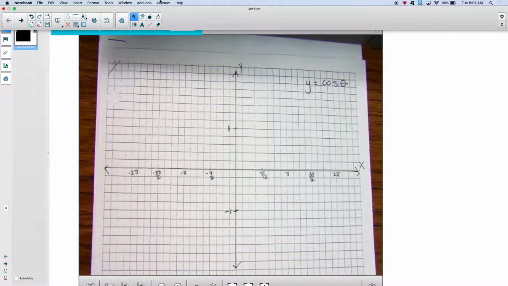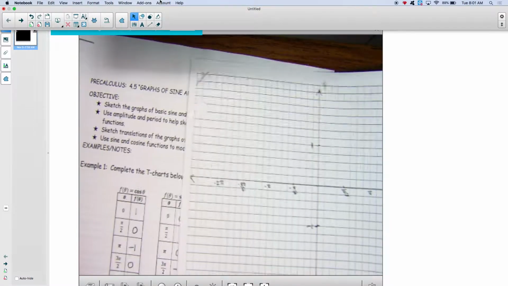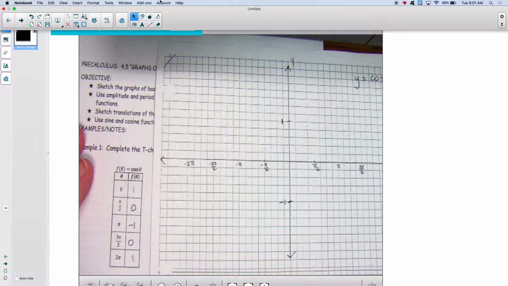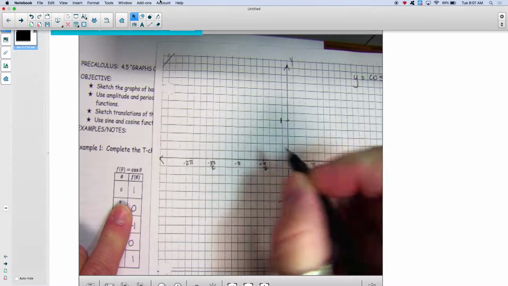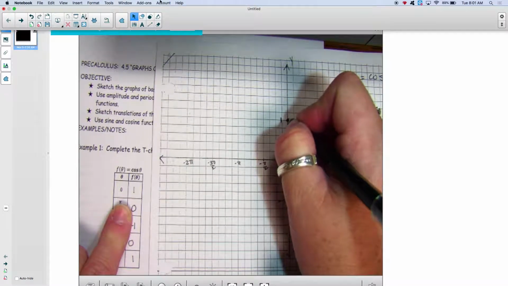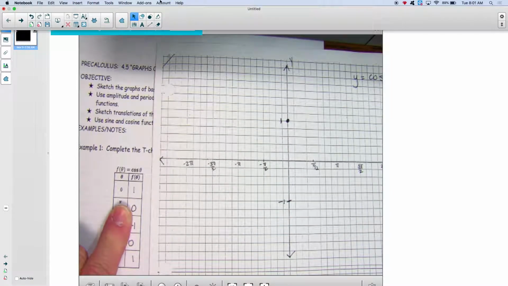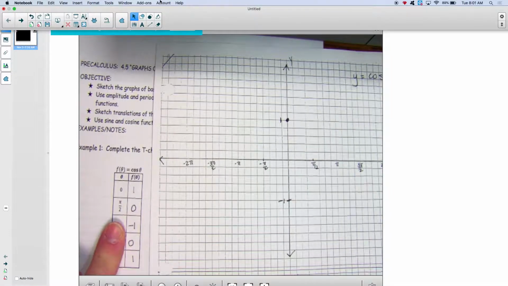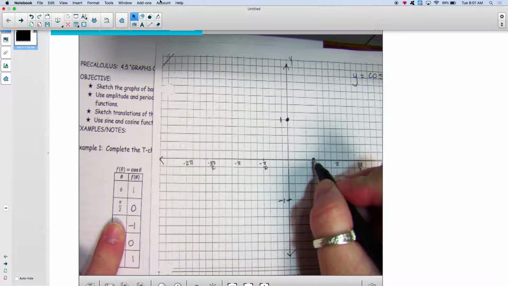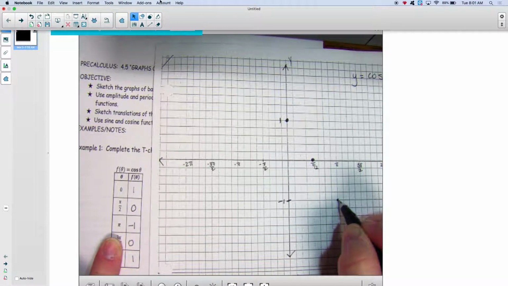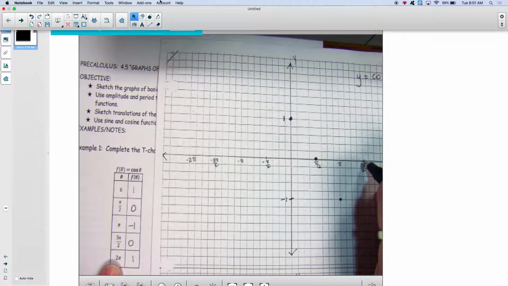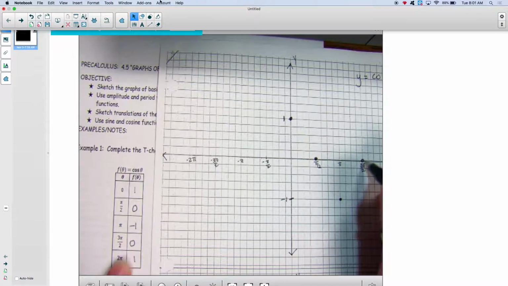So the first ordered pair we had was (0, 1). So we're going to go over 0, up 1. Next one is (pi over 2, 0). Pi goes to negative 1. 3 pi over 2, 0. And 2 pi is 1.